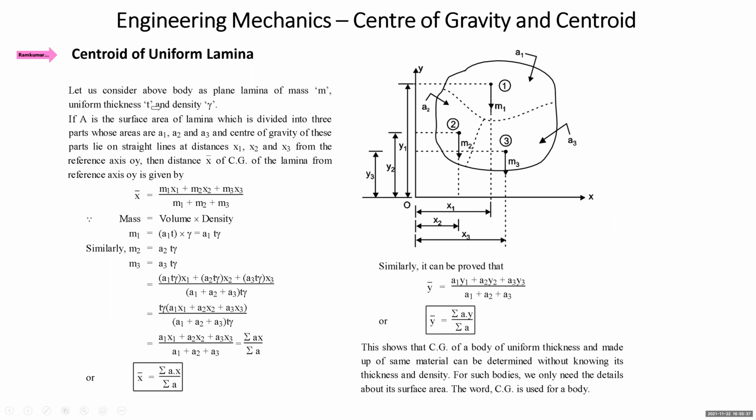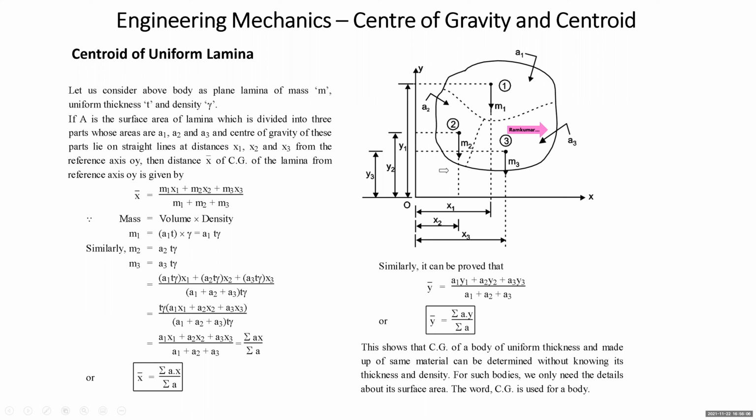Uniform lamina means the lamina which is made up of one material. So it's like a plate, you can call it. This is of uniform thickness T and made up of a single material having density gamma. Total surface area of this body, I am assuming, is capital A. Surface area of part 1 is A1, part 2 is A2, part 3 is A3.